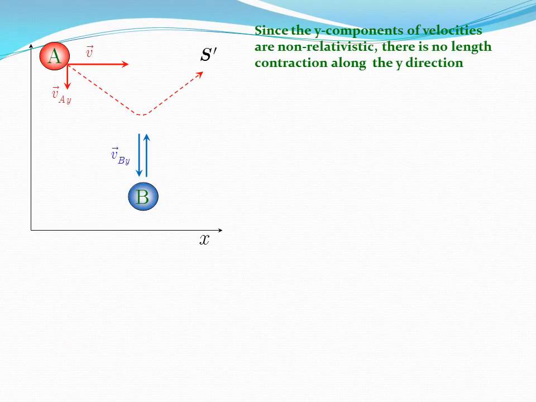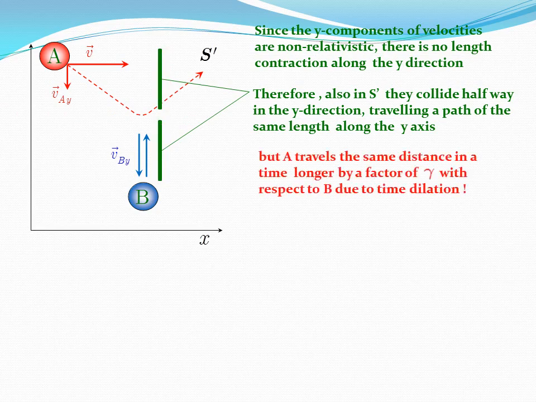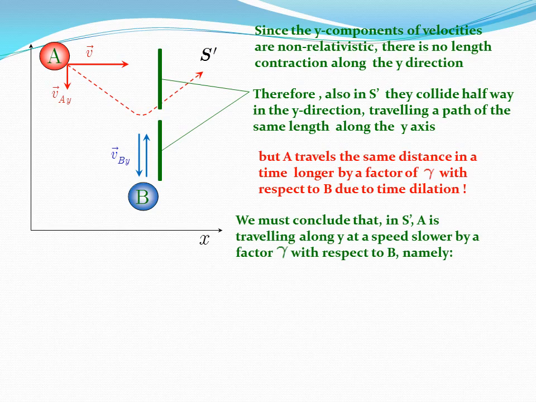Now, since the y components of velocities are non-relativistic, there is no length contraction along the y direction. Therefore, also in S', they collide halfway in the y direction, both traveling a path of the same length along the y-axis. But A travels the same distance along the y-axis in a time longer by a factor of gamma with respect to B due to its time dilation. Therefore, since to an observer in S', A is seen traveling the same distance in a longer time, we must conclude that in S', A is traveling along y at a speed slower by a factor of gamma with respect to B, namely Vya equals minus Vyb over gamma.